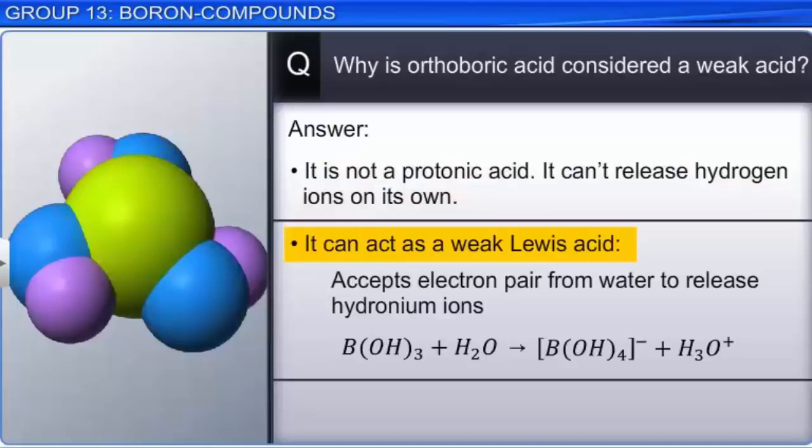As shown in the reaction, it can accept an electron pair from water to complete its own octet, thereby releasing the hydronium ion. Since it is a weak acid, the Ka value of orthoboric acid is very low, of the order of 10 to the power minus 10.